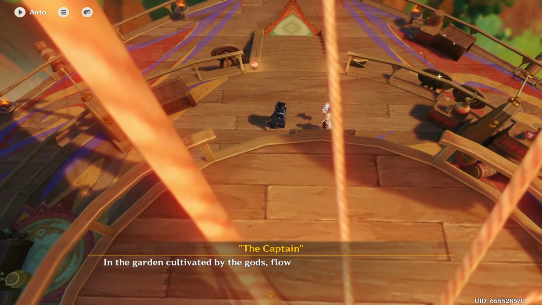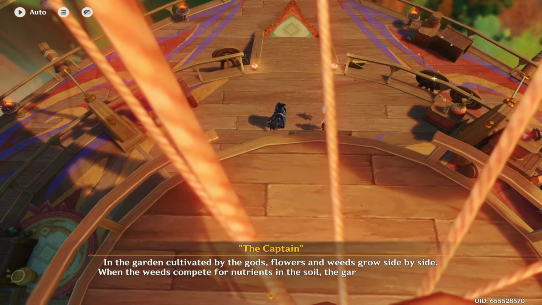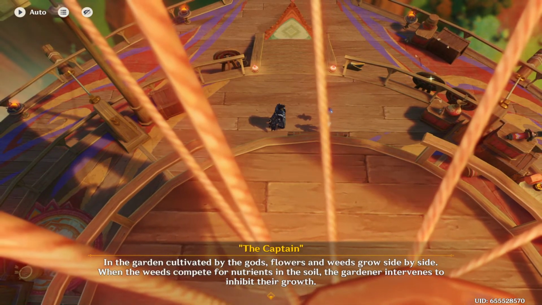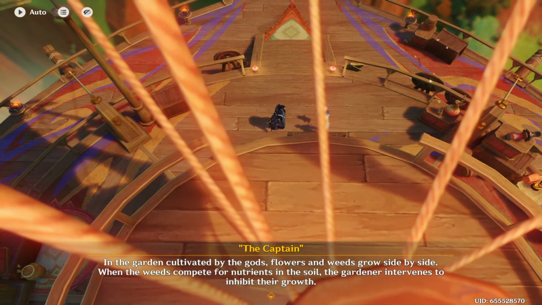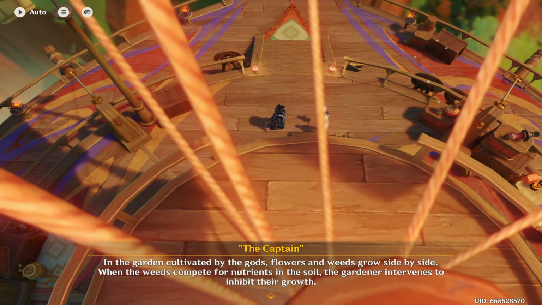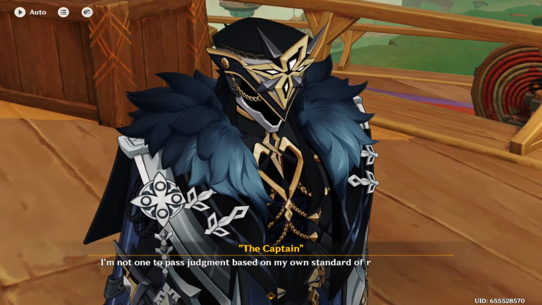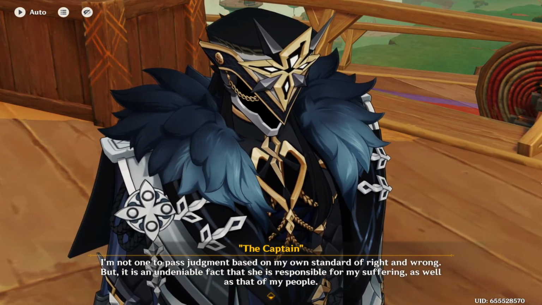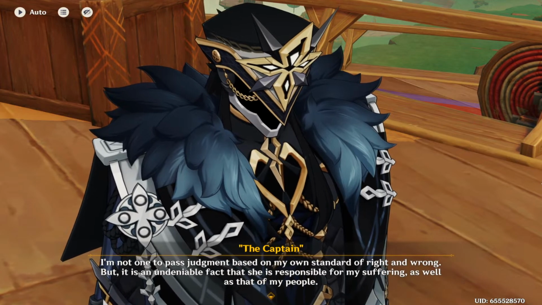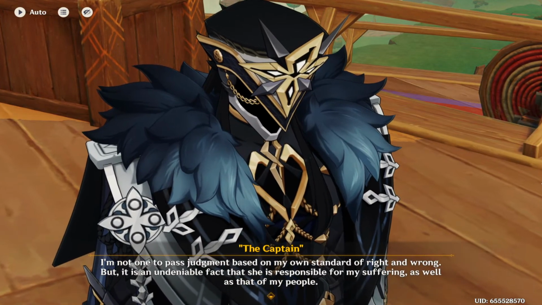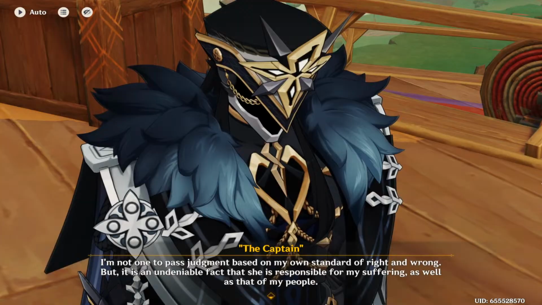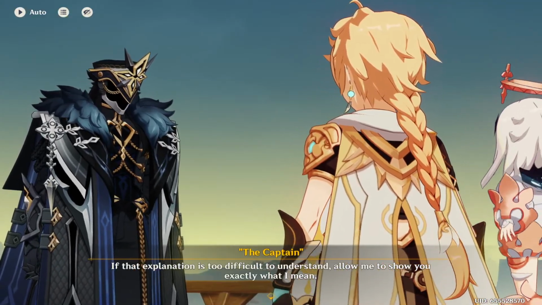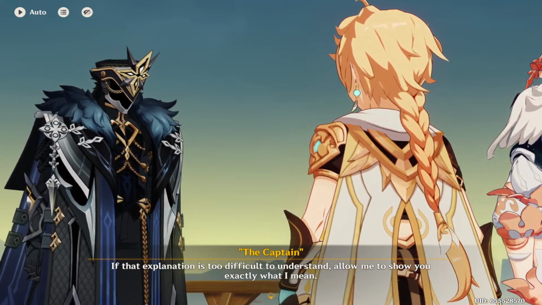In the garden cultivated by the gods, flowers and weeds grow side by side. When the weeds compete for nutrients in the soil, the gardener intervenes to inhibit their growth. I'm not one to pass judgment based on my own standard of right and wrong. But it is an undeniable fact that she is responsible for my suffering, as well as that of my people. If that explanation is too difficult to understand, allow me to show you exactly what I mean.